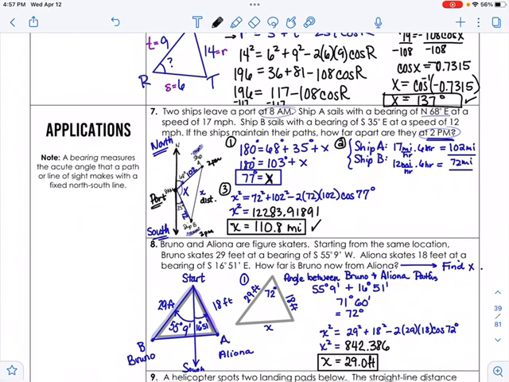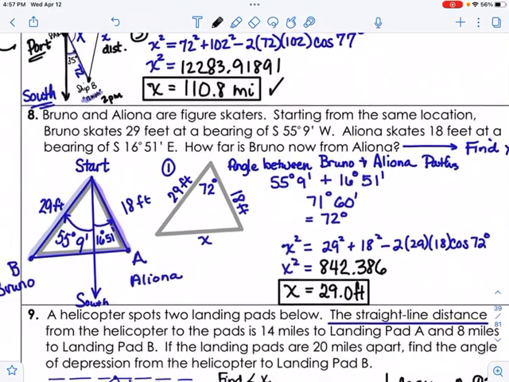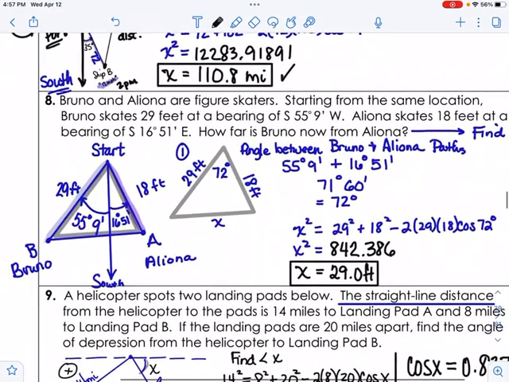Okay, so here we go. Now, bearing measures the acute angle that a path or a line of sight makes with a fixed north-south line. Okay, so here's what we did for the next one. Bruno, and we can't talk about Bruno, but we'll talk about him for just a minute. And Aliona are figure skaters. Starting from the same location, Bruno skates 29 feet at a bearing of south 59 degrees 9 minutes west.